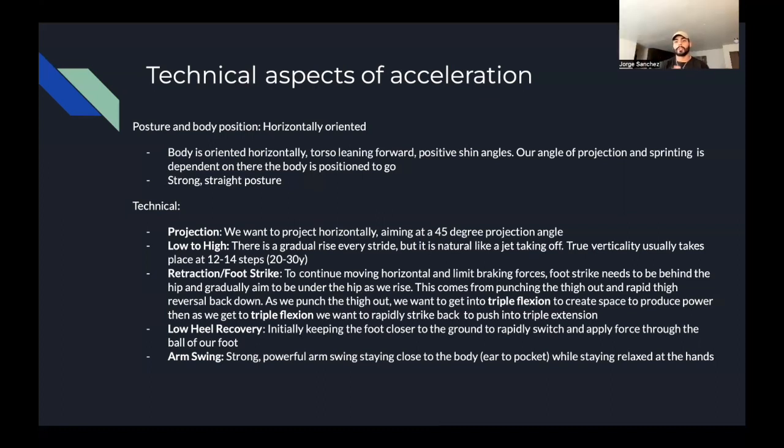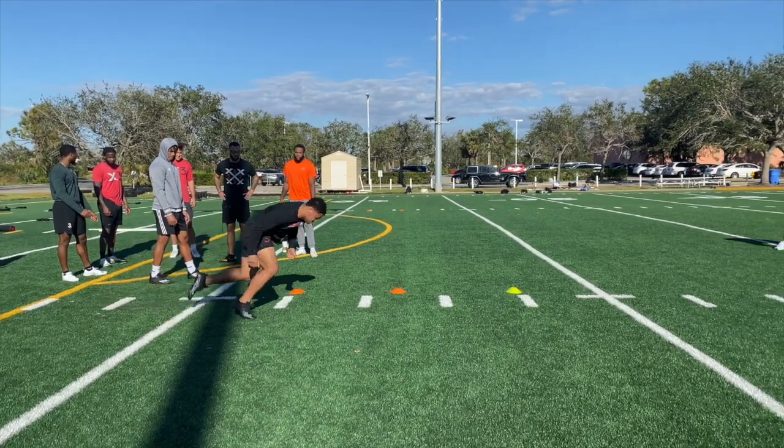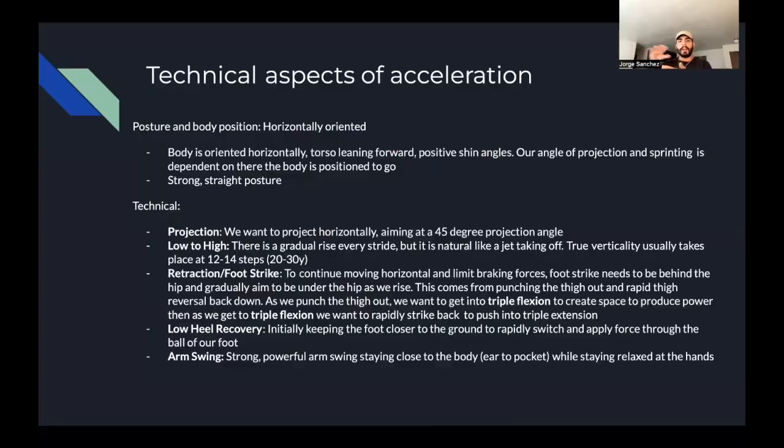Now, on top of projecting horizontally, running low, and striking behind our hip, we also need to have lower heel recovery as we sprint, which means keeping the foot very close to the ground to be able to apply force at a high rate. You can't produce and apply force with your legs in the air. So keeping the foot close to the ground early in acceleration allows for a rapid thigh reversal and a consistent push-off. Then as we strike the ground, we want to strike the ground with the ball of our foot, not the heel and not the toes. And as we strike with the ball of our foot, we want to maintain that ankle stiffness to avoid collapse and rapidly bounce off the ground.